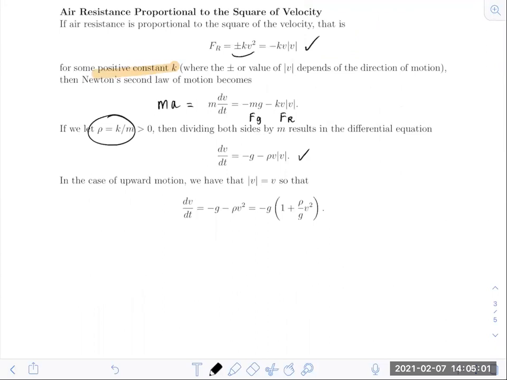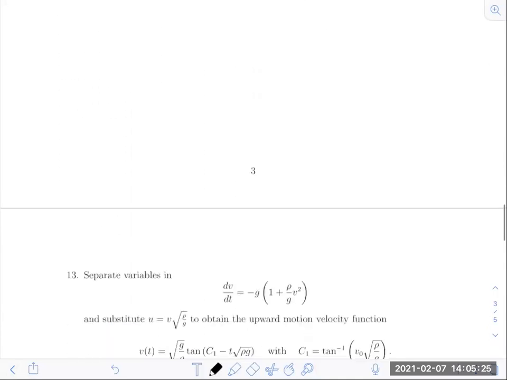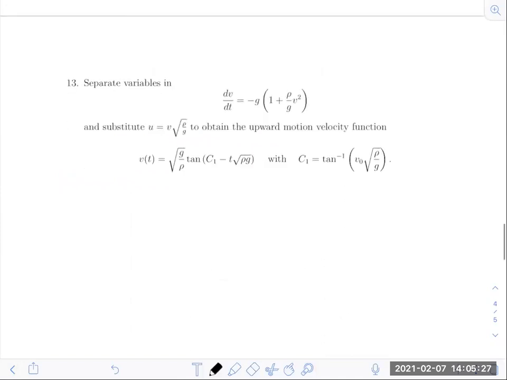And so we have, in the case of upward motion, we know that our velocity is in the positive direction. And so we get that the absolute value just drops out, right? v just becomes positive v. And then we can write our new differential equation in this setup. And then we'll also take a look at what happens in the case of downward motion. All right, but before we get there, let's go ahead and solve this new differential equation.